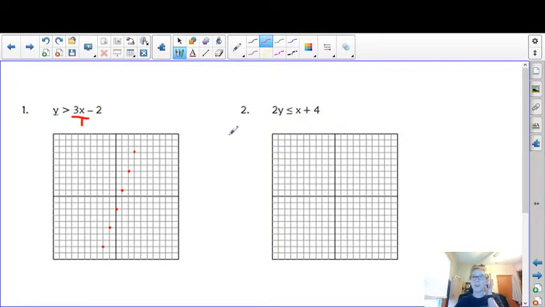Now, I can't just draw a straight line and call it good. With inequalities, I can have lots of different answers as my solutions. So because of that, I need to identify what type of line this is going to be. If it's a greater than or a less than, it's going to be dashed.